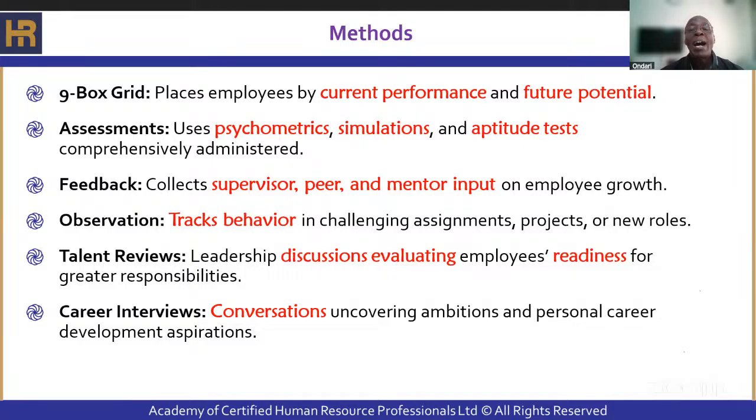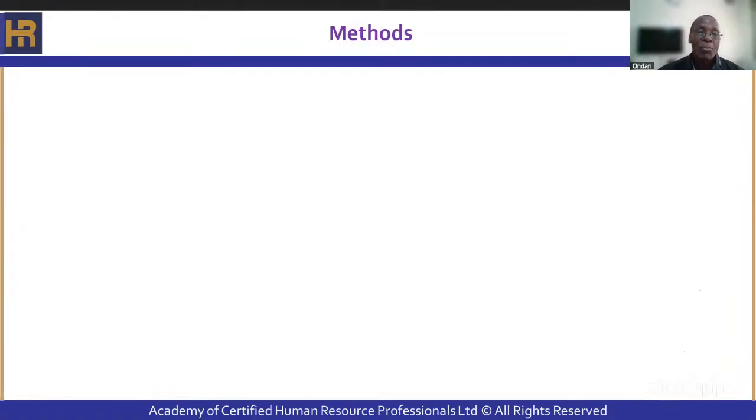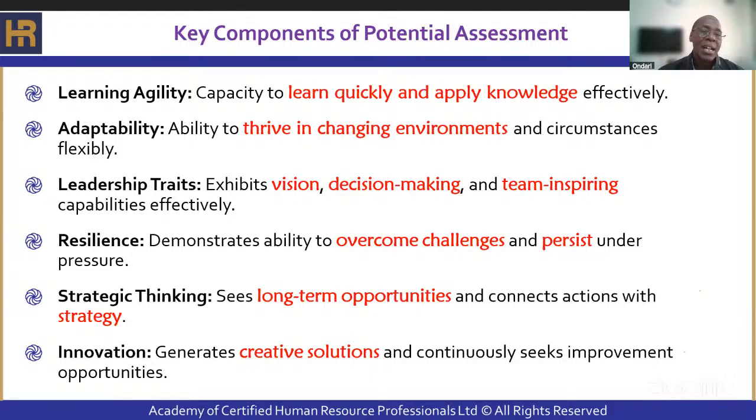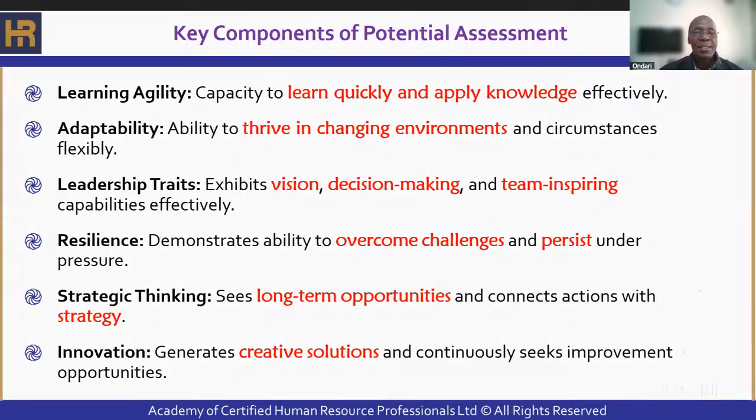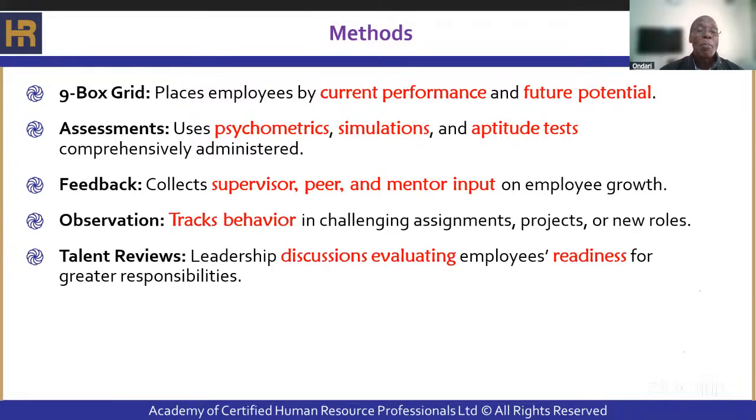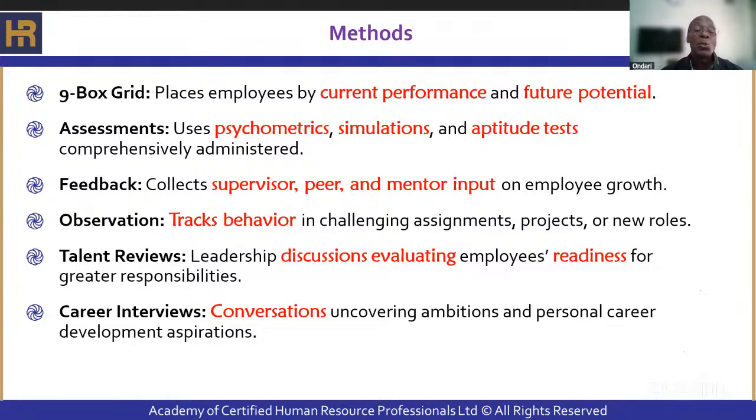Those people who are high performers and have high potential are the ones that we focus on today. They are our stars. We want to focus on them so that we prepare them for promotion. These are people with very high potential, meaning that they are good performers today, and going into the future, they have all the traits that we have mentioned. If I may go back to them, they have learning agility, they are adaptable, they show leadership traits, and they are innovative. So using the 9-box grid, you map performance against future potential.